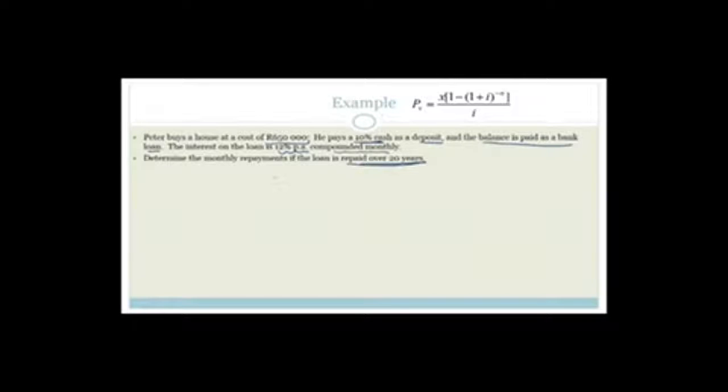Okay, so he buys a house for 650,000 Rand, but he doesn't take a loan out for the whole of it. He pays 10% cash as a deposit. So do you agree that 10% of 650,000 equals 65,000? Okay, so that's how much he paid in cash. The rest he took out in the loan. So the loan amount is going to be 650,000 minus the 65,000, which equals what? Let's just work it out. The other way of doing it is that we know that's 90% of 650,000, which equals 585,000. Okay, awesome.